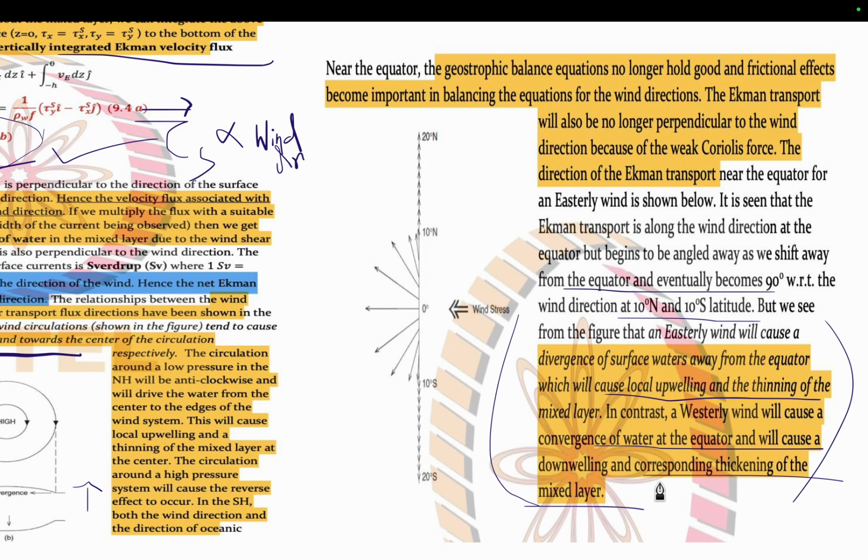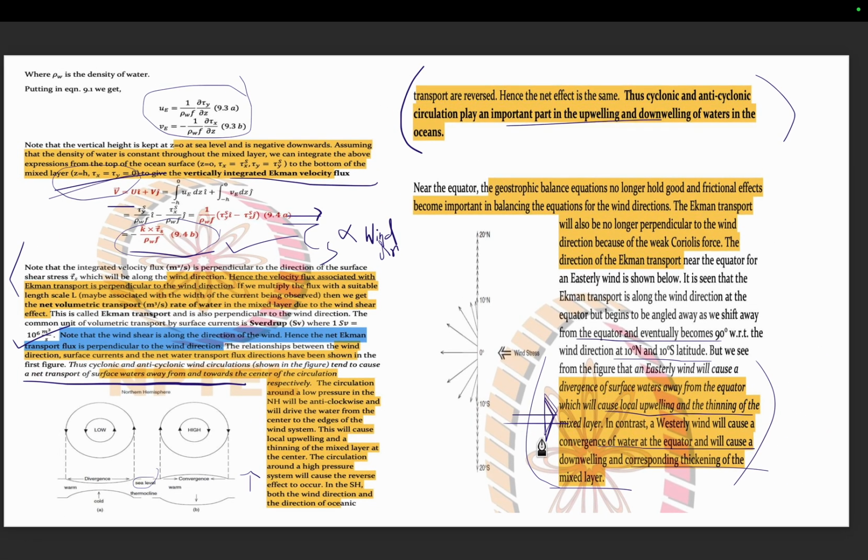Here the westerly and easterly wind are not in the same direction. Both are in opposite direction, but okay, I have to be more clear in this part also. I will try to answer this in the next class. These two things I will answer in the next class.